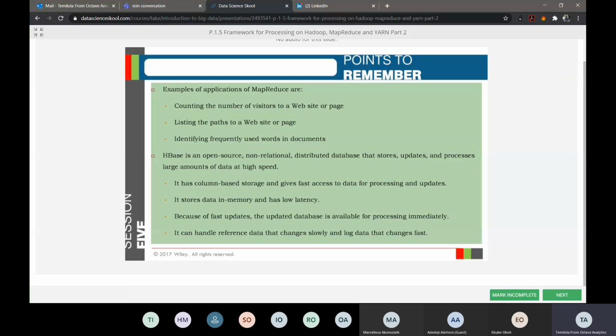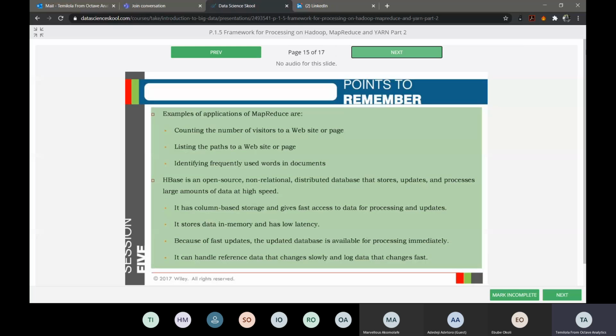Then I also spoke about HBase, an open source, non-relational, distributed database that stores, updates, and processes large amounts of data at high speed. Let's take note of that: large amounts of data at high speed. HBase is like your normal database system, your normal DBMS, because it stores data in a columnar manner. It is a column-based database system.